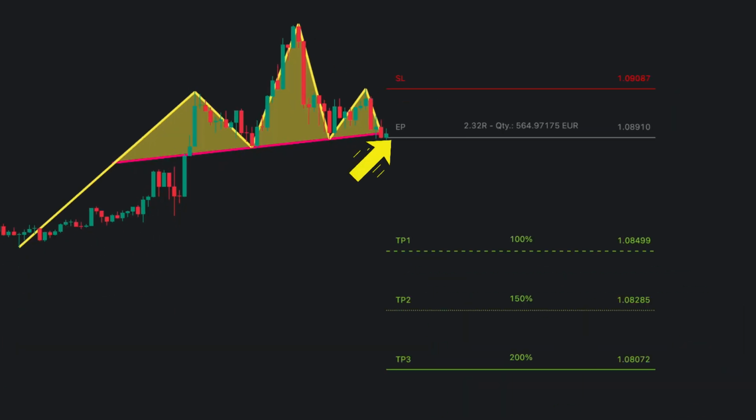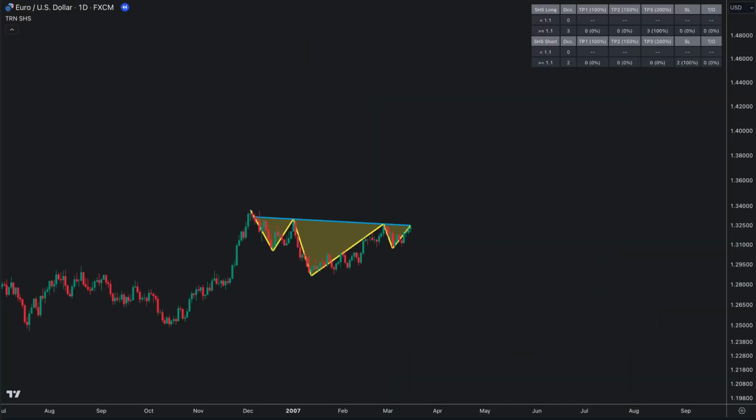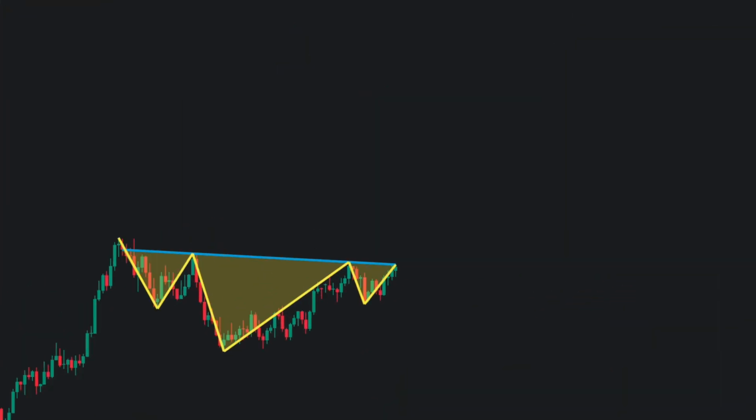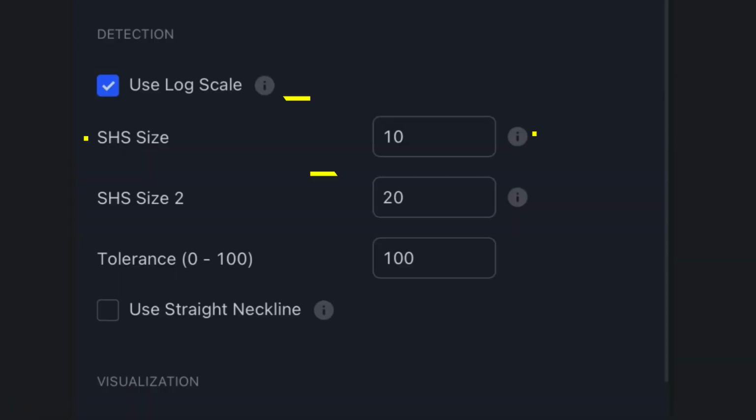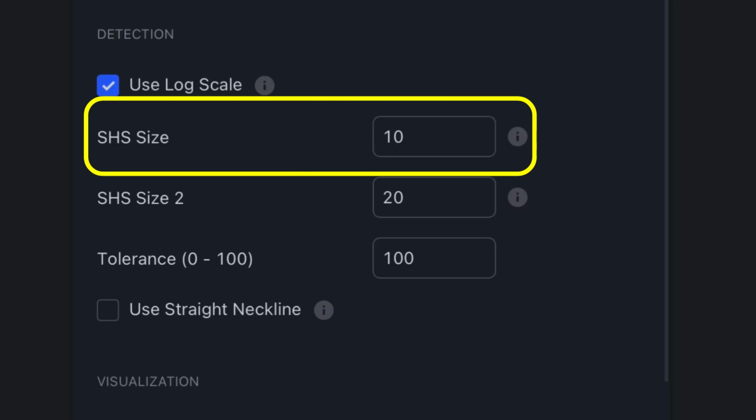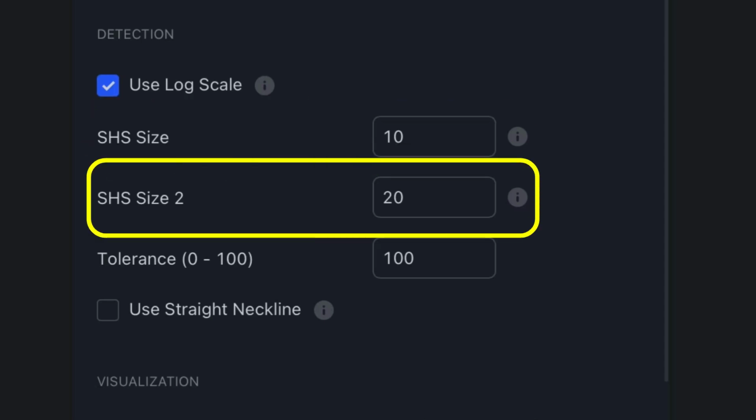Our indicator plots the lines for the entry, stop loss and take profit level again. TRN SHS also detects inverse head and shoulders patterns, indicating a potential bullish reversal. The pattern is confirmed when the price breaks through and closes above the neckline. Similar to the TRN rectangle, the TRN SHS tool comes preset with a small size for finding short patterns and a larger size for longer patterns.